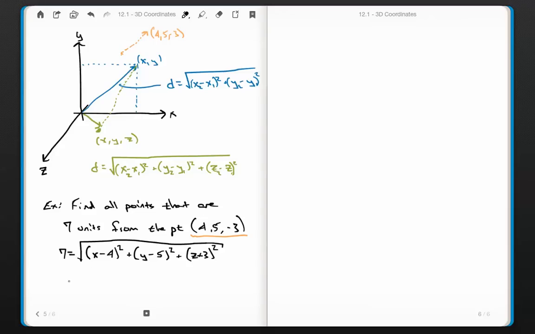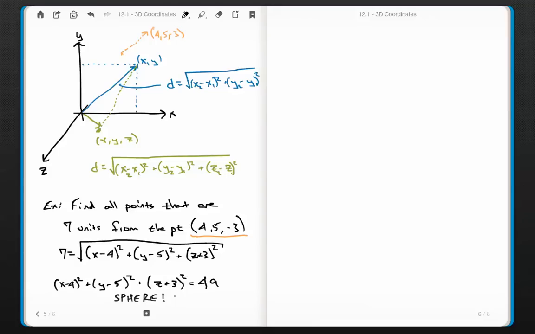Well, what shape does that make? If I wrote it like this, it might look a little more familiar. x minus 4 squared plus y minus 5 squared plus z plus 3 squared equals 49. Well, this looks like a circle. What does a circle become in 3 dimensions? A sphere, right? All the points that are 7 units from some point in 3D space would give me a sphere. So that's our first shape that we've really learned about in 3D space.